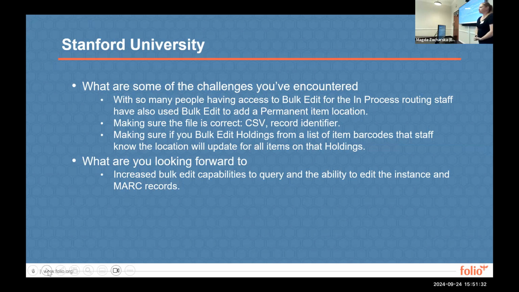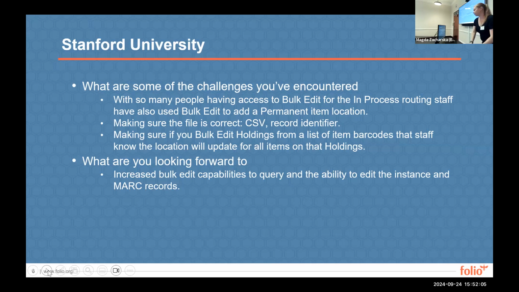Or we have multiple test environments, so you get your UUIDs from your test environment and try to run it on production, and spoiler, it doesn't work. The last thing is making sure that if you're bulk editing holdings from a list of barcodes, staff are very aware it will change the location for all the items underneath that holdings, unless you accidentally put in a permanent item location. That would not change.